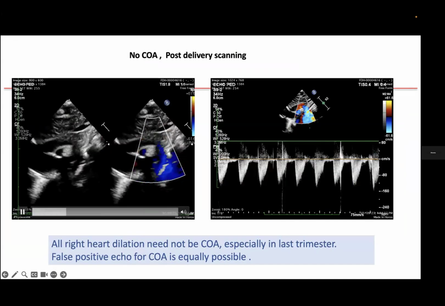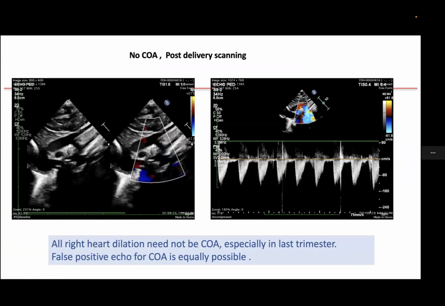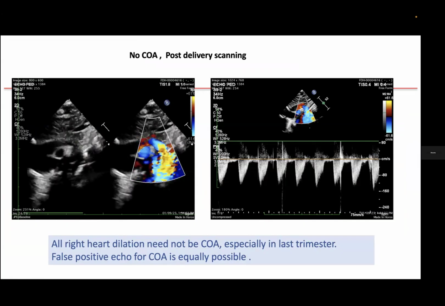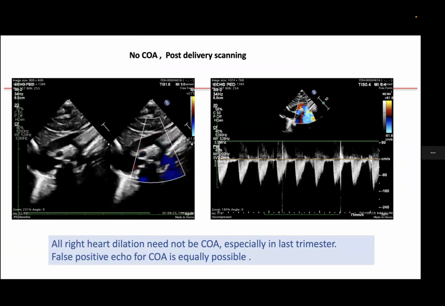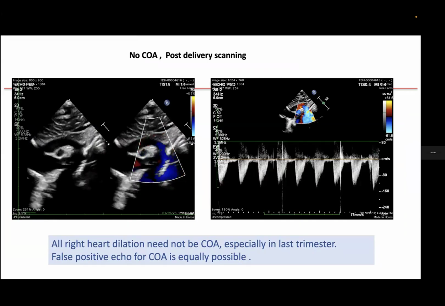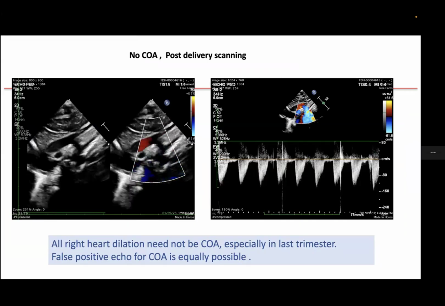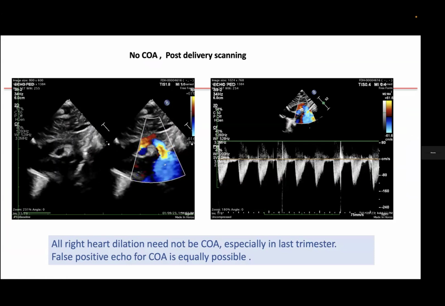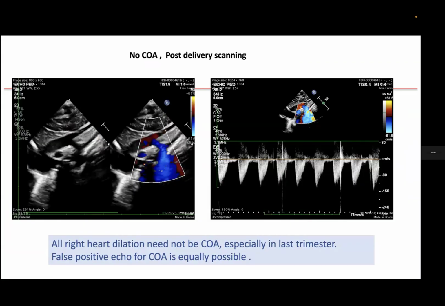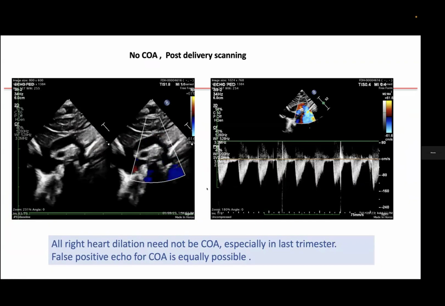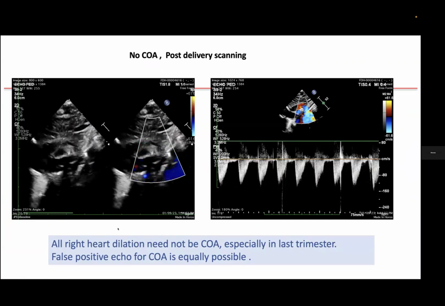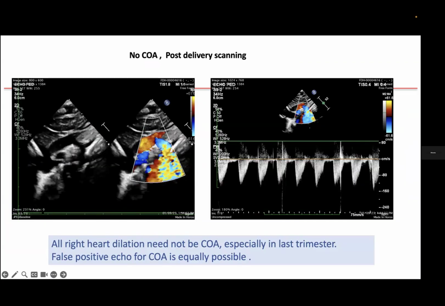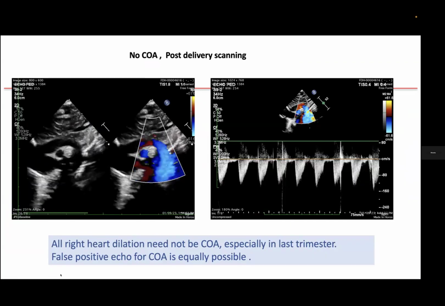So we should be very, very mindful to label all right heart dilatation as coarctation of aorta, especially in the last trimester. Because in the last trimester, there is a physiological dilation of the right atrium and right ventricle, and other causes of right heart dilation like restriction of foramen ovale, restriction of ductus arteriosus, placental insufficiency, and other confounding factors should be considered before labeling as coarctation of aorta, because that is going to really increase the anxiety in the given family. So we should be a little bit mindful and should have all the physiological assessment again before labeling as coarctation of aorta.